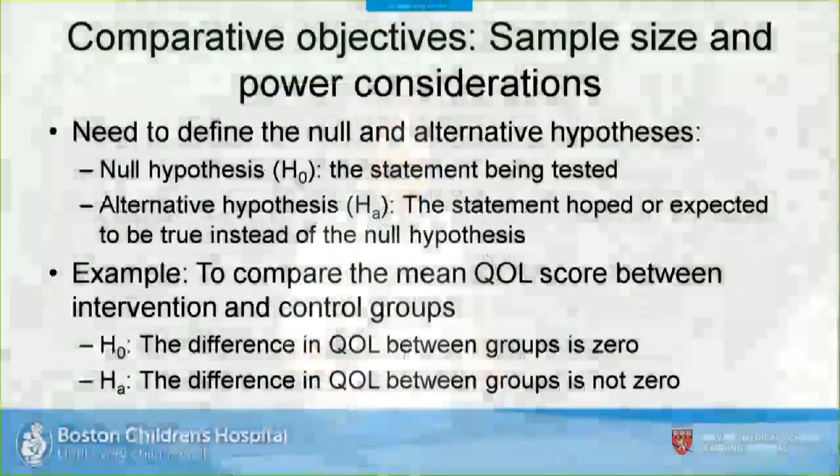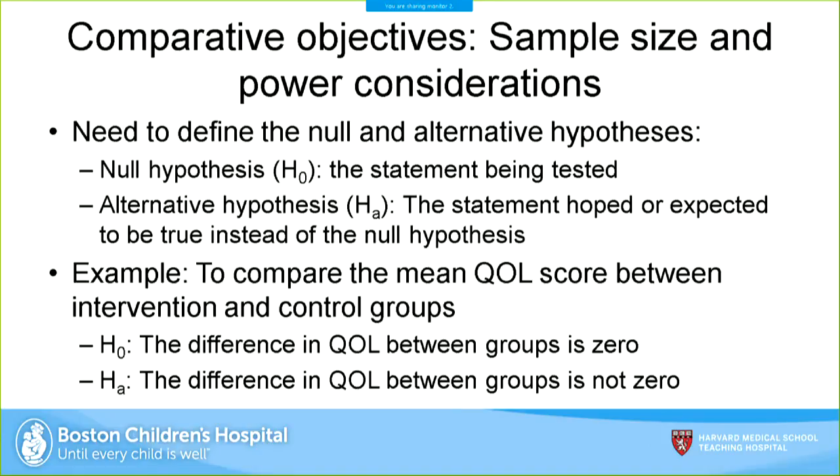All right, so like I said, the next piece is looking at comparative objectives. So here I need to go a little bit into statistics. When we're trying to think about comparative objectives, we need to think about the null and alternative hypotheses. The null hypothesis is basically the statement that you're trying to test, and the alternative is a statement that you're hoping or expecting to be true instead of the null hypothesis.